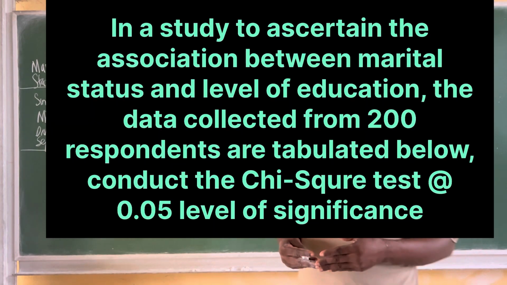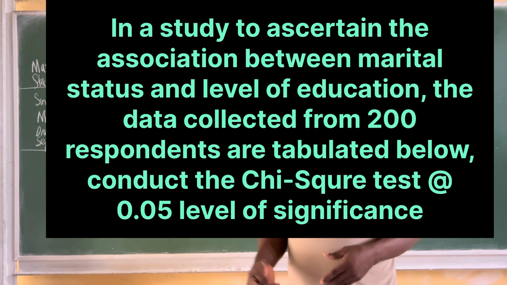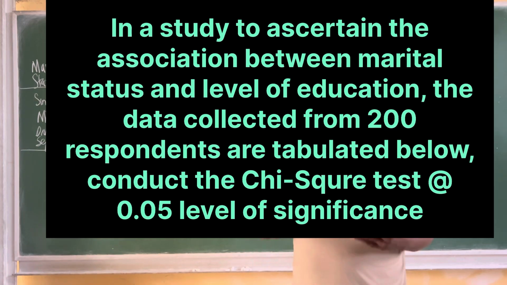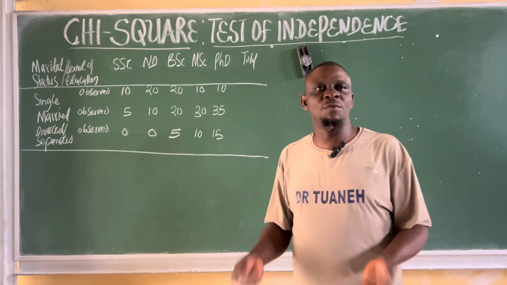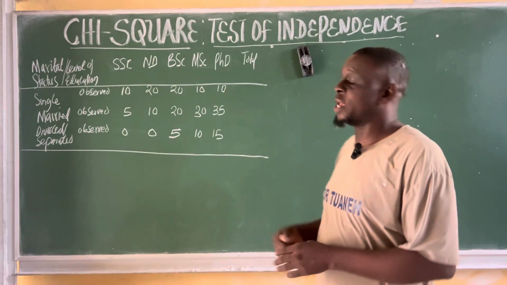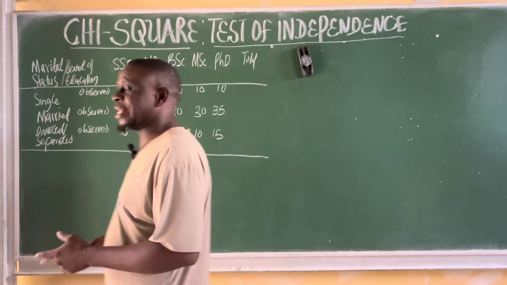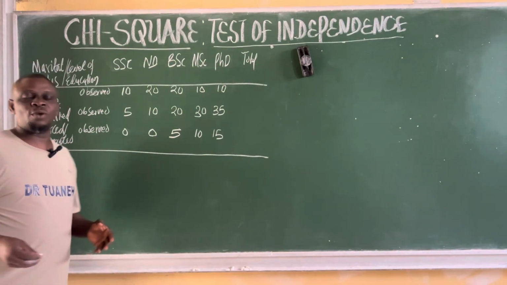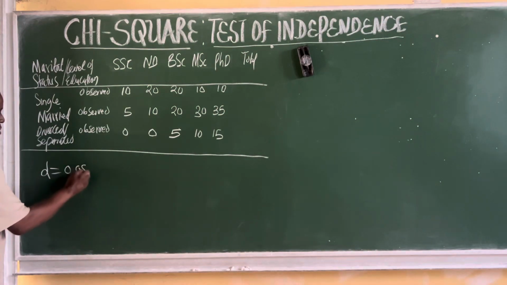So how will you know that what you are required to do is a Chi-square test of independence? If you look at the question very well, we said in a study to ascertain the association between marital status and level of education. So we want to find out whether marital status is independent of level of education. So you will know that what you have to conduct is Chi-square test of independence. You are also informed that the test be carried out at 0.05 level of significance, so our alpha level is 0.05.